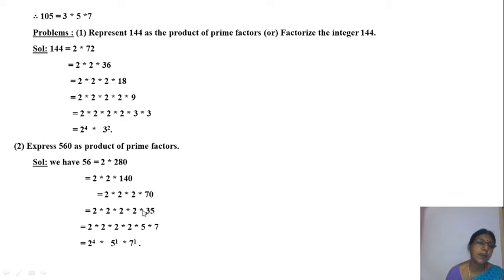What is the next prime factor? 35 is not factorized by 2, there is no 2 in the factors of 35, no 3 either, 4 is not possible, 5 is possible, 5 into 7. Now you observe, this is 2 power 4 into 5 power 1, 7 power 1, that is 2 power 4 into 5 into 7. This is ascending order. So this is the required product of prime factors for 560. Okay?